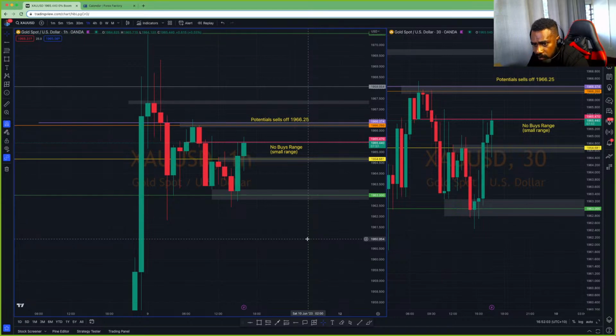Yeah, we have 7 minutes until this 1-hour candle closes. We also have 7 minutes until this 30-minute candle closes. Gonna be interesting to see how things develop right now.